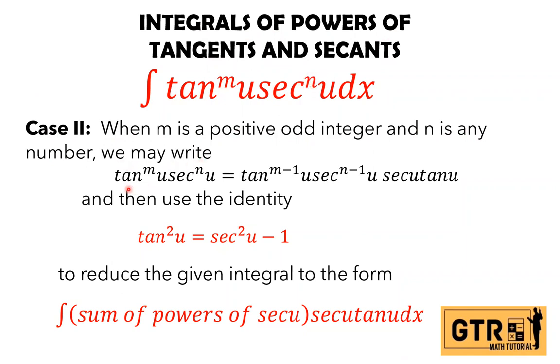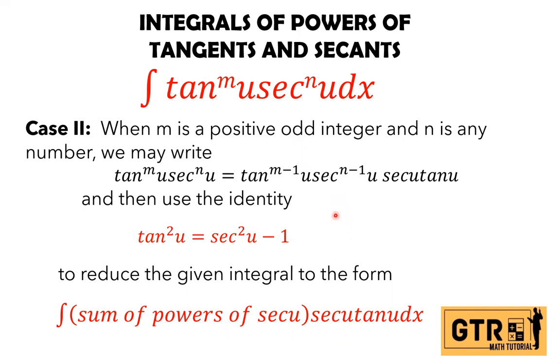We may write tangent to the m of u, secant to the n of u, equals tangent to the m minus 1 of u times secant to the n minus 1 of u times secant u tangent u. In short, we just factor out one factor of secant and tangent. Then we use the identity tangent squared u equals secant squared u minus 1 to reduce the given integral to the form integral of a sum of powers of secant u, times secant u tangent u dx, because the derivative of secant is secant u tangent u.